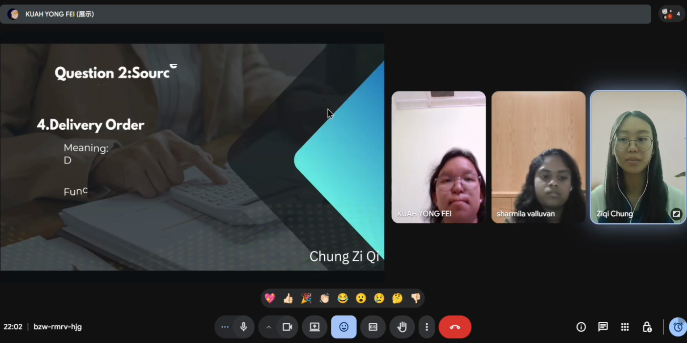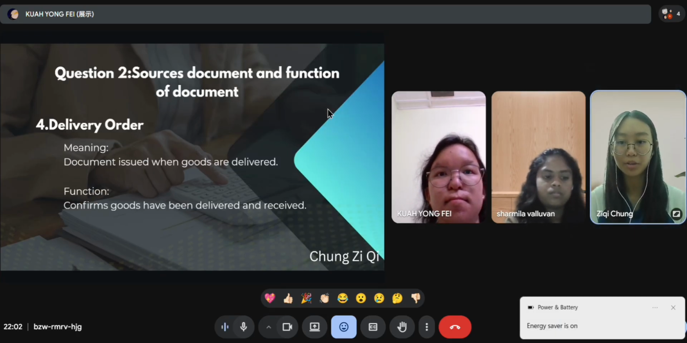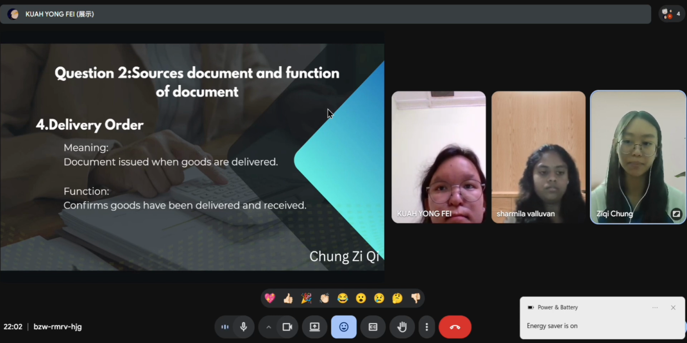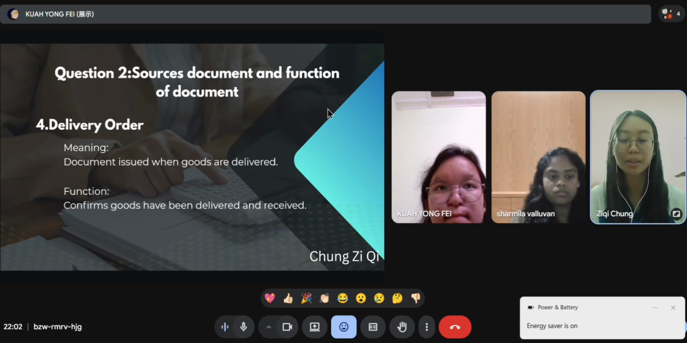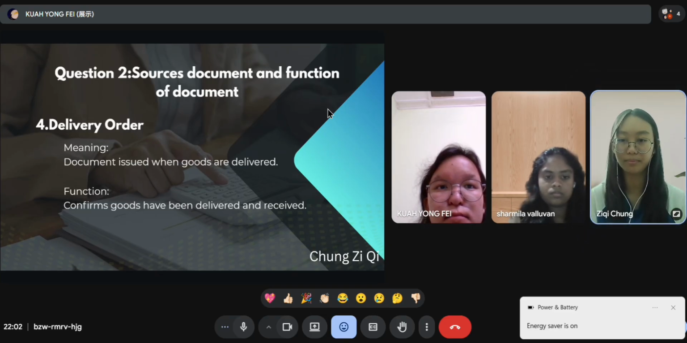The next one is the delivery order, which means a document issued when goods are delivered. Its function is to confirm goods have been delivered and received. For example, when the supplier delivers the 100 chairs, a delivery order will be attached as proof.